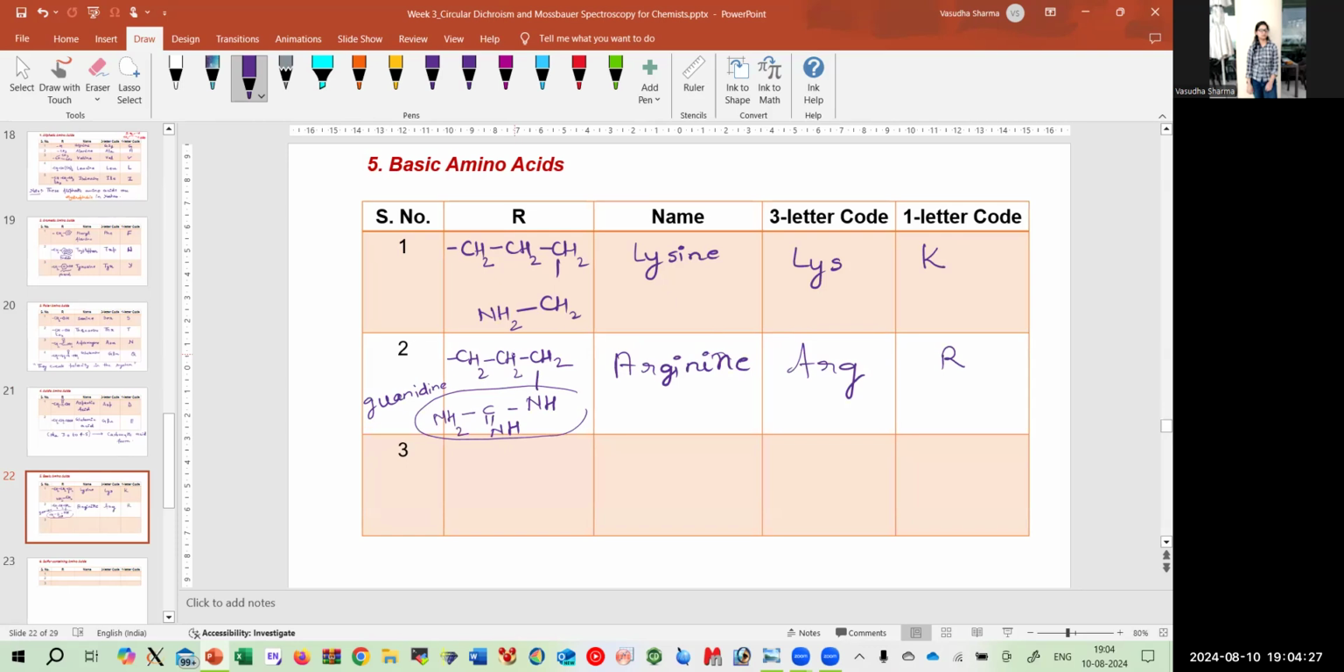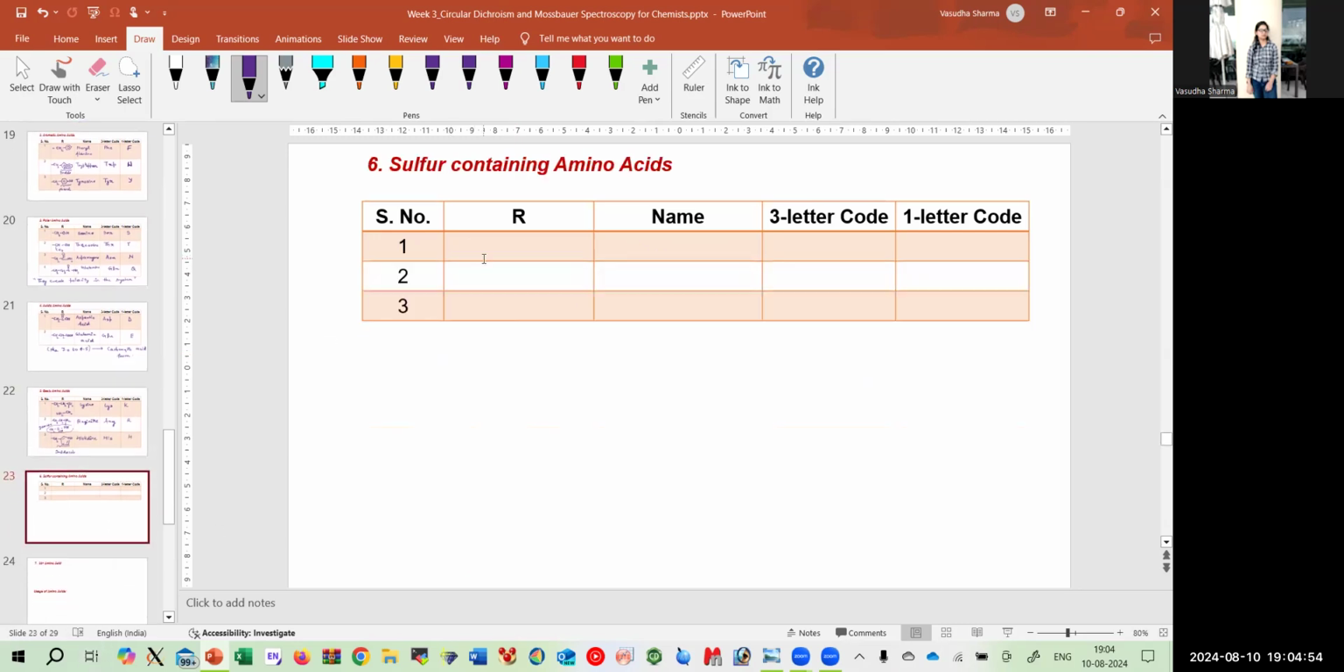Then the last one that we have is CH2 and an imidazole ring with NH and N. So this is your imidazole ring, and this moiety is called the histidine amino acid, with HIS and H. Followed by the sixth classification that we have.